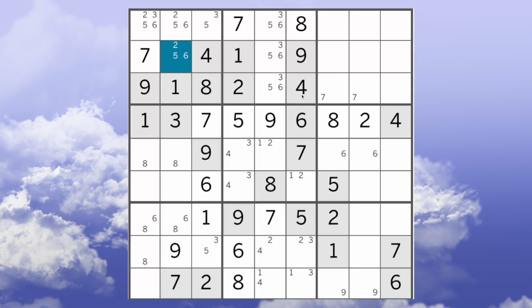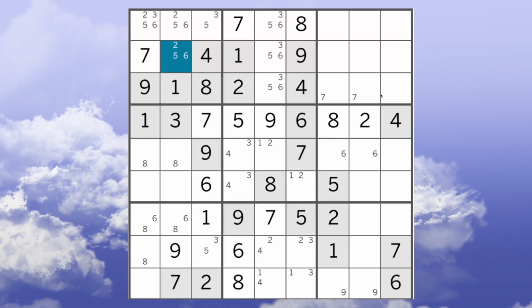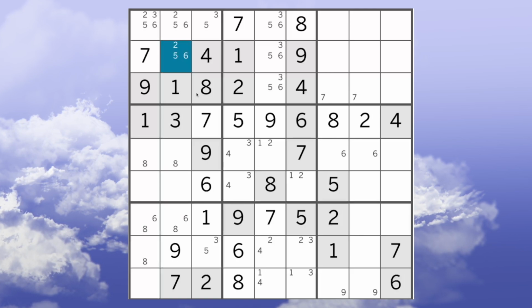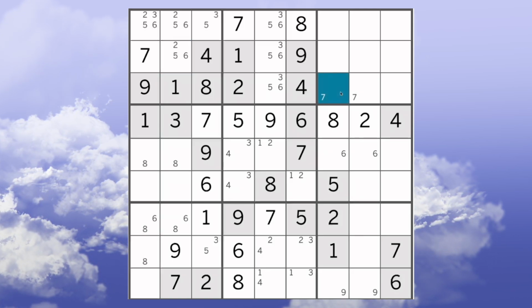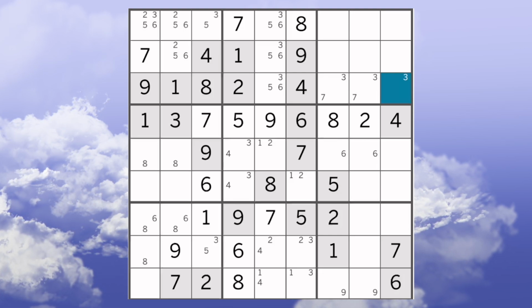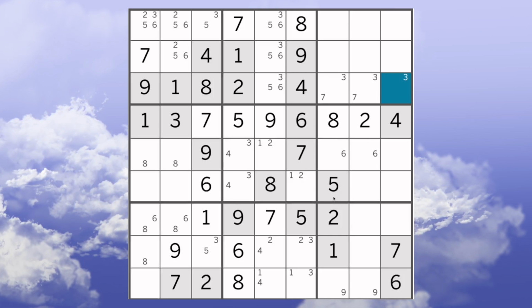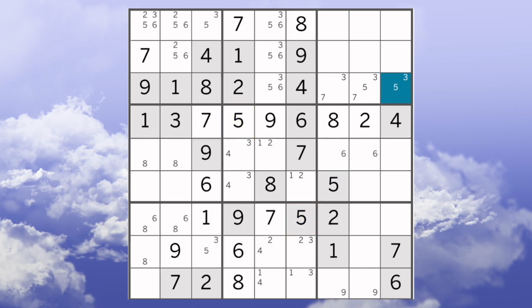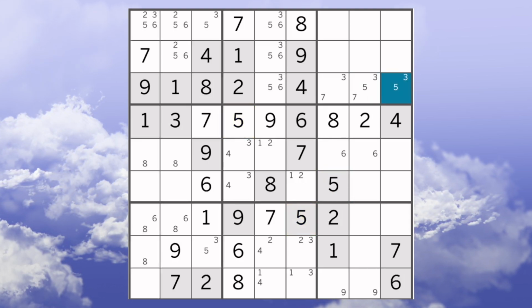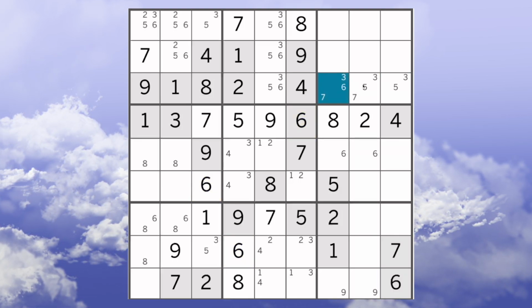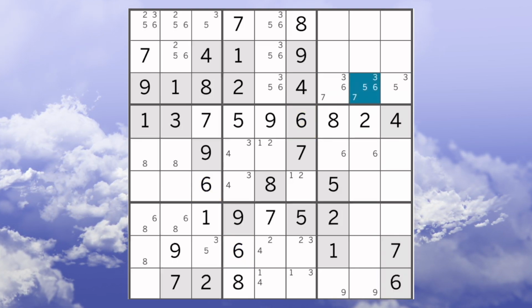Maybe we can finish this row. We need a 3 that can be any of them. We need a 5 that cannot be in those two. We need a 6 that because of that one has to be there.